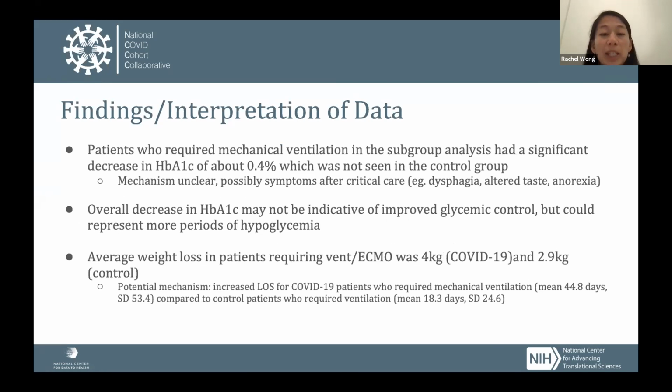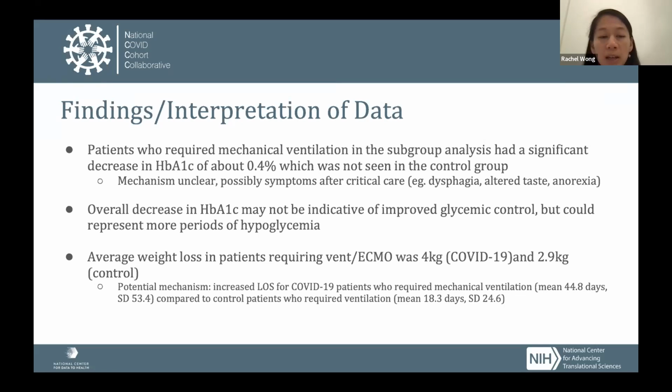For patients in the secondary analyses, for patients who required mechanical ventilation, they did have a significant decrease in the hemoglobin A1C of 0.4%, which we didn't really see as pronounced in the control group. In terms of this, the mechanism is unclear, but it's possible that symptoms after critical care like dysphagia, altered taste, anorexia, just being critically ill and on mechanical ventilation may account for changes in diet and lifestyle that may decrease the hemoglobin A1C.